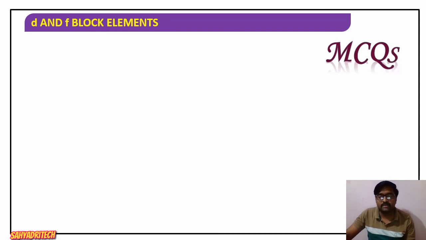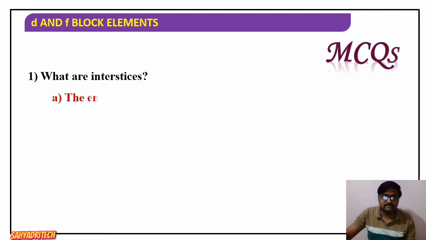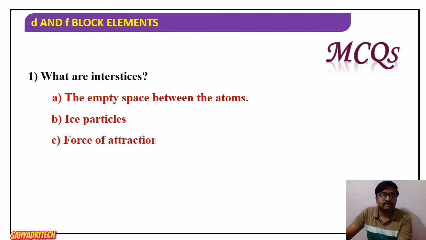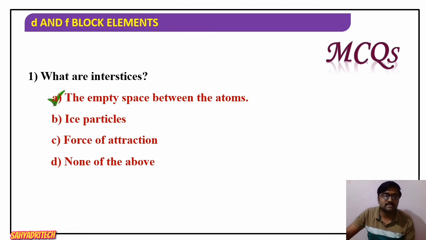Then coming to the MCQs. First one: what are interstices? Option A, the empty space between the atoms. Option B, ice particles. Option C, force of attraction. Option D, none of the above. Interstices are nothing but the empty space existing between the atoms. It's called an interstice. Option A is correct.